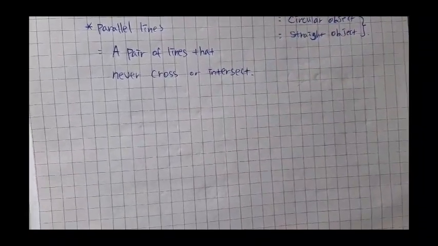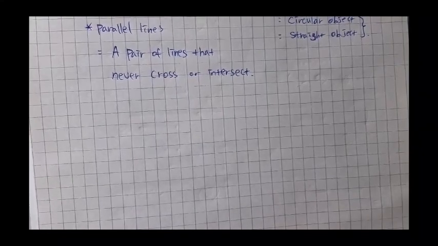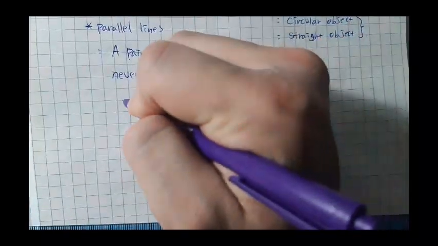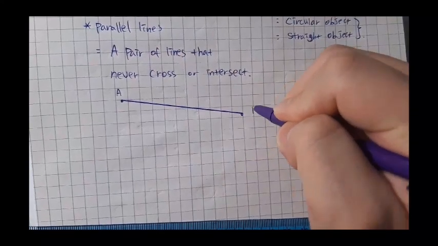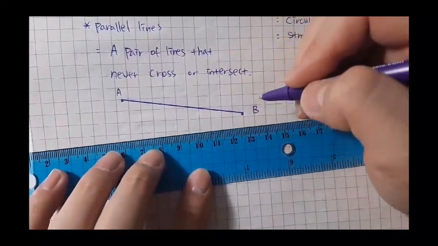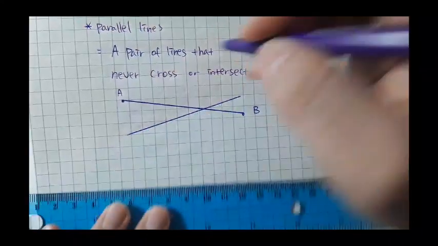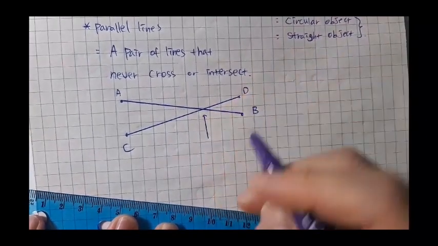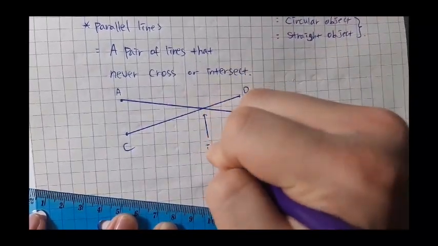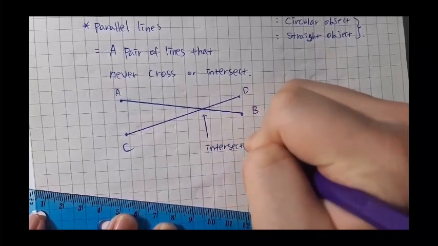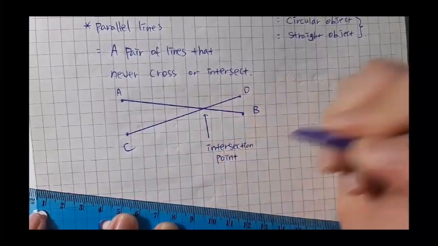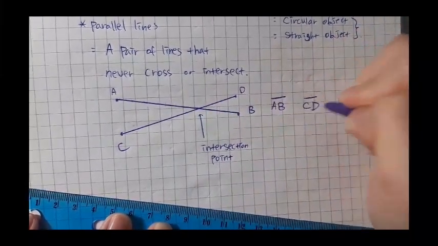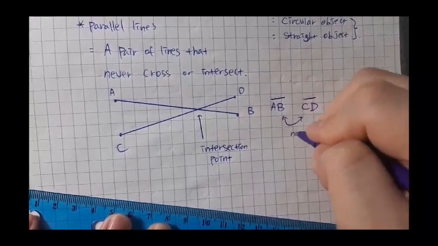So an example of what that means is, I'm preparing two rulers. Let's say I have a line that goes through A and B like that, and something like this, C and D. As you may notice, we have some kind of cross. This point over here is known as the intersection point. That means the line segments AB and CD are not parallel to each other.